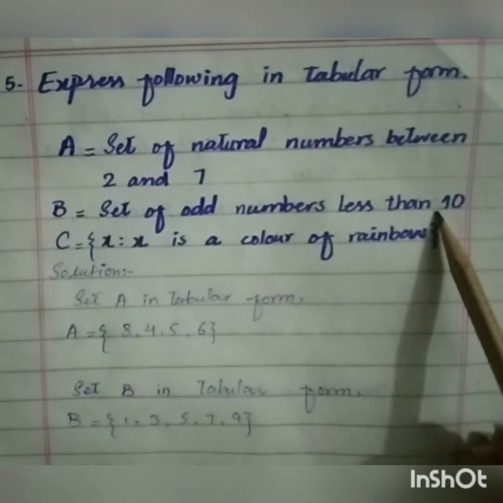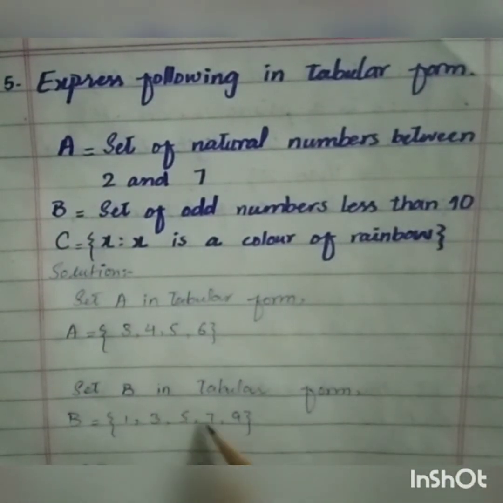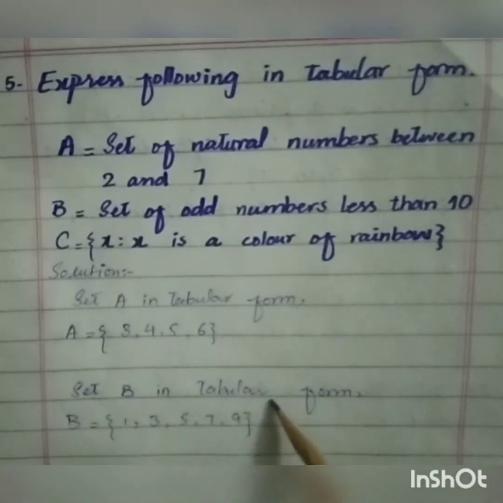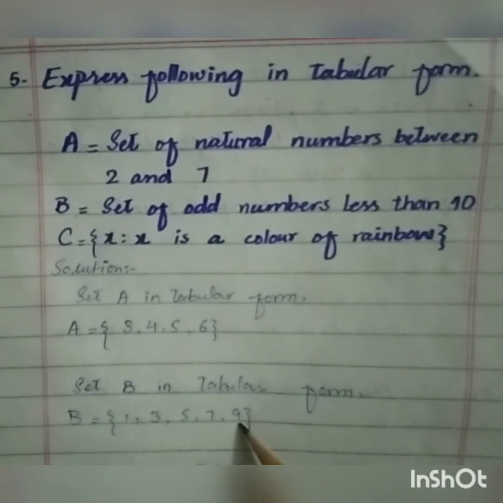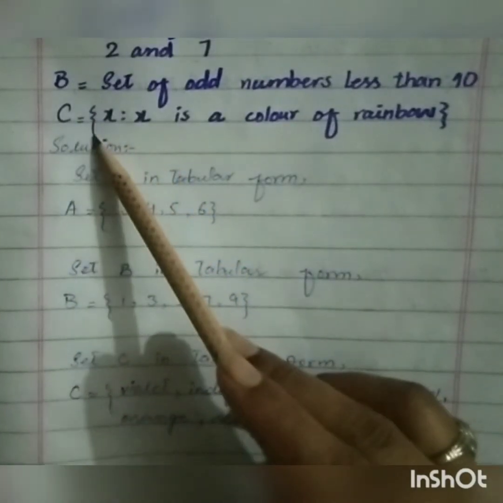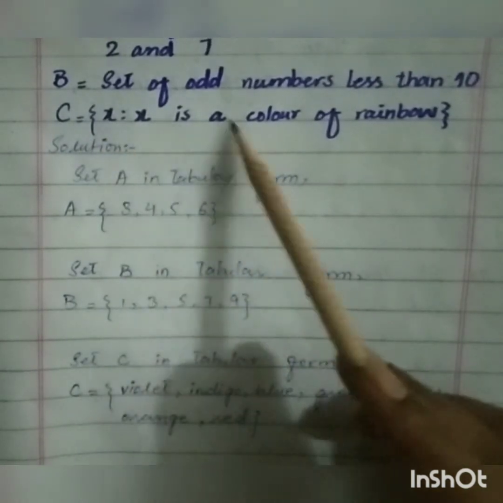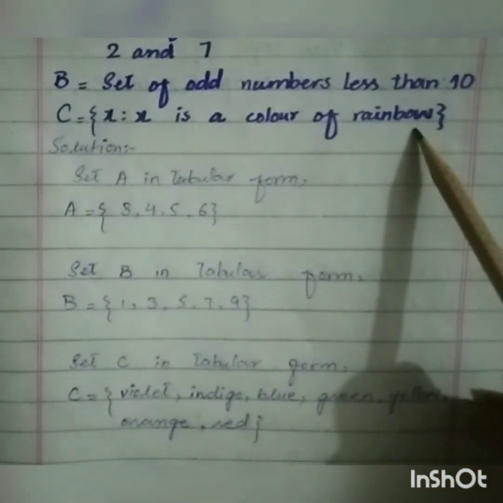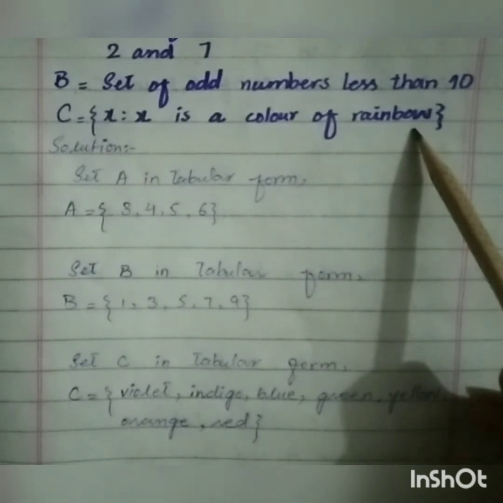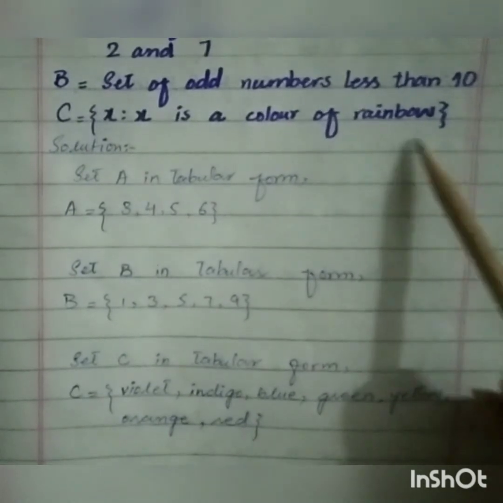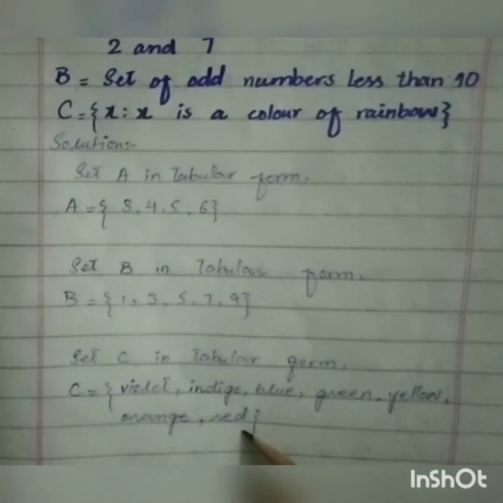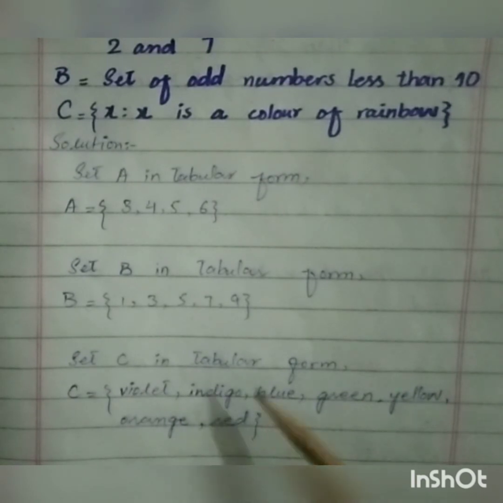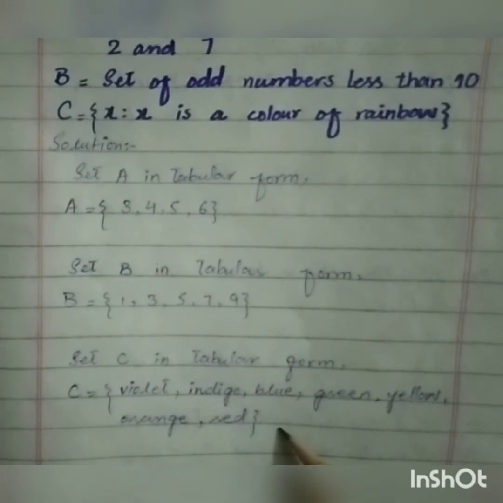As we know, the odd numbers less than 10 are 1, 3, 5, 7 and 9. So we will represent it in tabular form as B is equal to the set 1, 3, 5, 7 and 9. The set C is equal to the set for all x such that x is a color of the rainbow. In order to represent it in tabular form, we know that the colors of the rainbow are 7, which are violet, indigo, blue, green, yellow, orange and red. This representation is called tabular form and these are the colors of the rainbow.